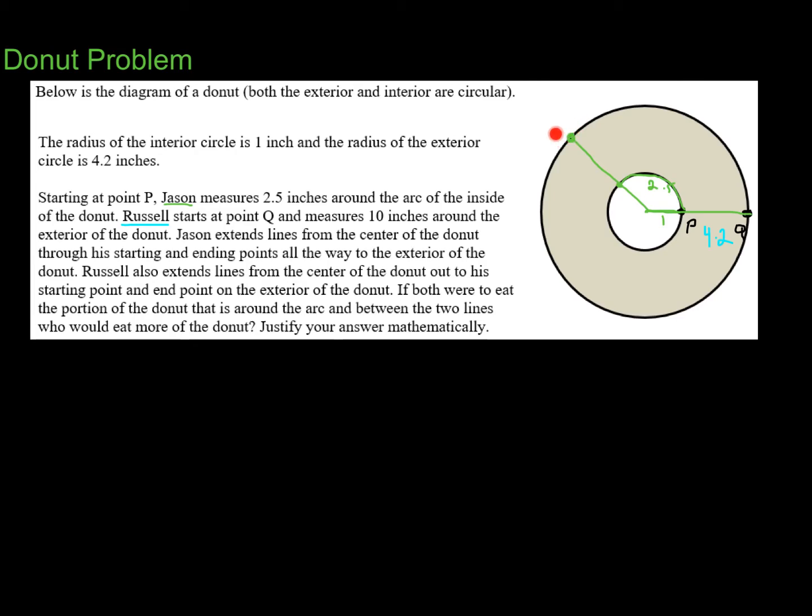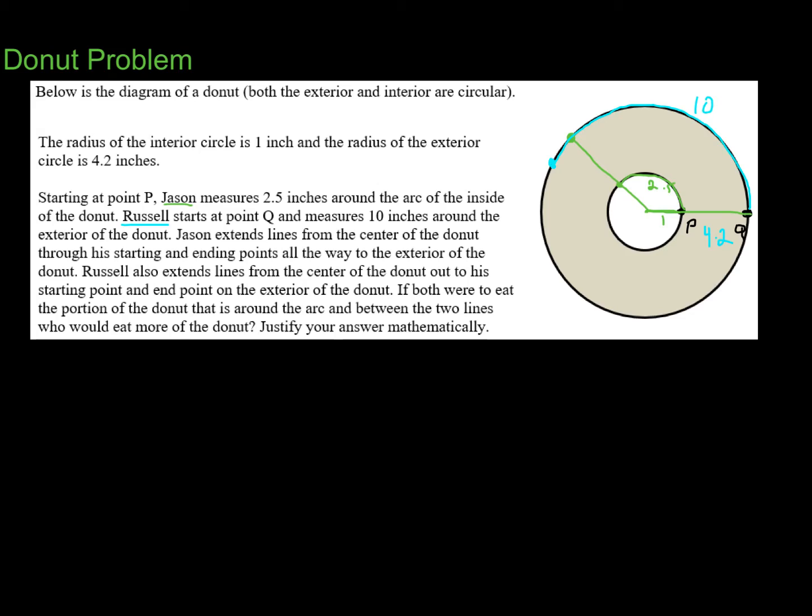The point is I don't want to end up right in the exact same place because I want to be able to visualize the comparison between how much each eats. All right, and I'm just diagramming here. The diagram isn't going to tell me for sure which one eats more, but it's going to allow me to see how I can compare the two. So let's just say it ends up, I don't know, somewhere over here. So he travels around the exterior of the circle, he ends up there. So this distance that I'm outlining in light blue is 10 inches.